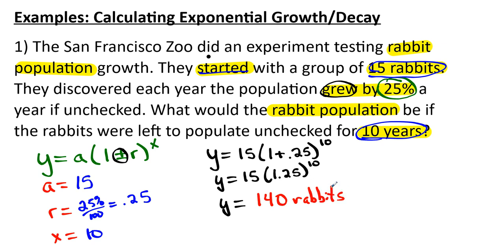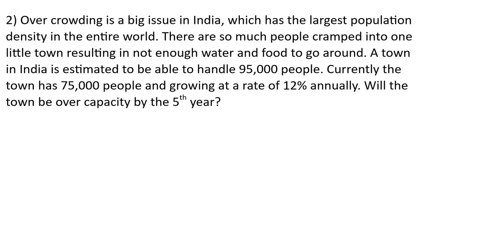It's rabbit season. Now, you could also have put this part in the equation too as well. It will still populate the same value. So what will the rabbit population be after 10 years? 140 rabbits. Awesome possum. Let's go again.